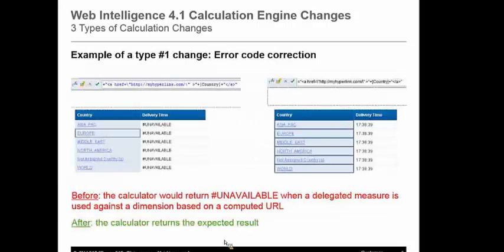So let's look at some examples of these different categories. For the first category, change due to correction of an error code. A typical example was with the hash unavailable tag, which would appear with delegated measures in tables where we had a dimension used to build a URL. Before, for some reason, this would give a hash unavailable on the measure, which obviously was the wrong behavior, because there's no reason why it should be hash unavailable in that case. So we've corrected this. This was a bug, and since then we now have the proper value of the measure, whether they're delegated or not.